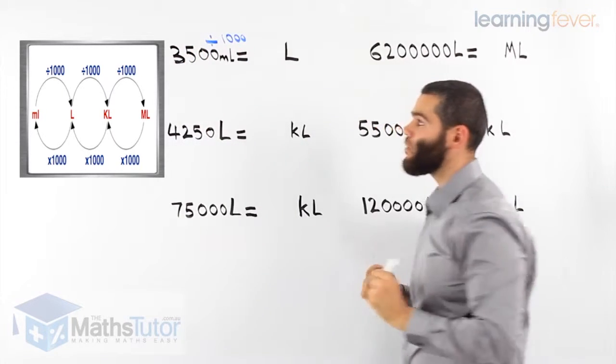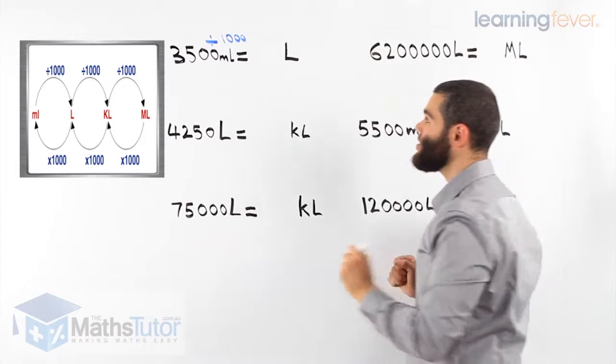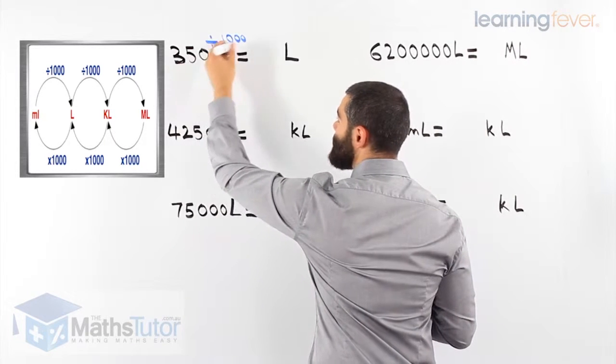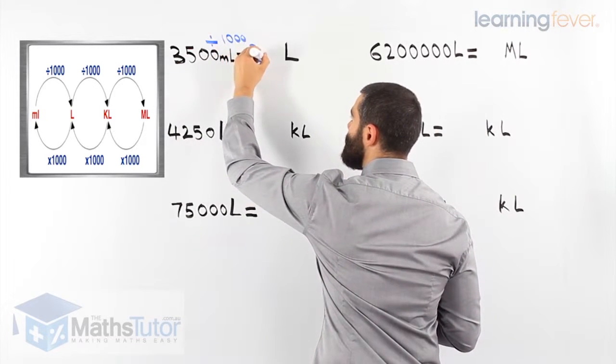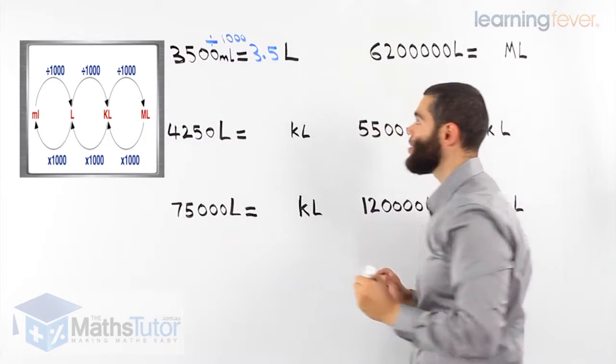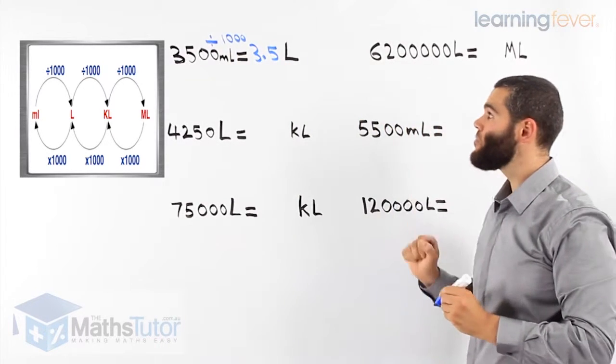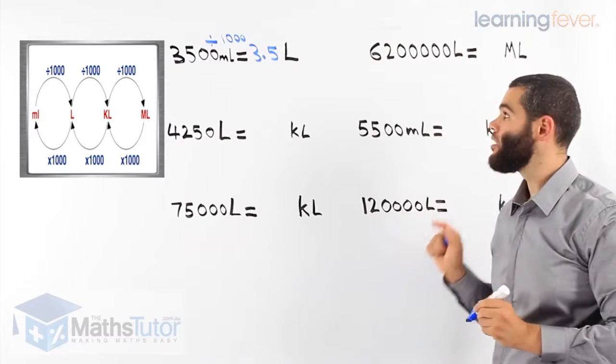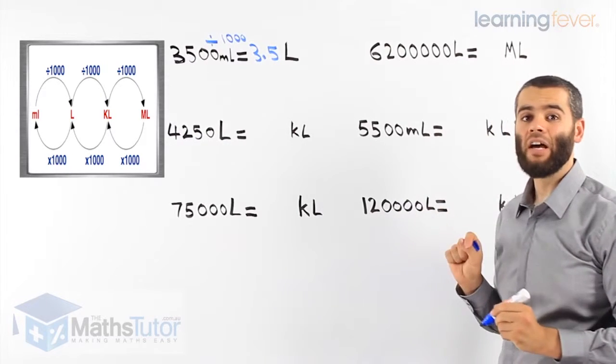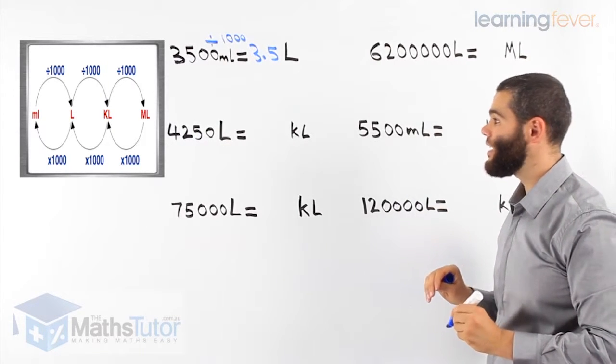We follow the process once again. Divide by 1,000, 3,500, divide by 1,000, 3.5 liters. Always handy, keep your calculator with you. Do it with me and you'll notice it's simple. 3,500 divide by 1,000, 3.5 liters.